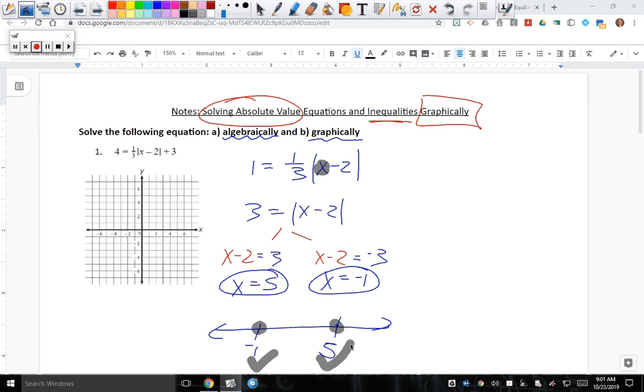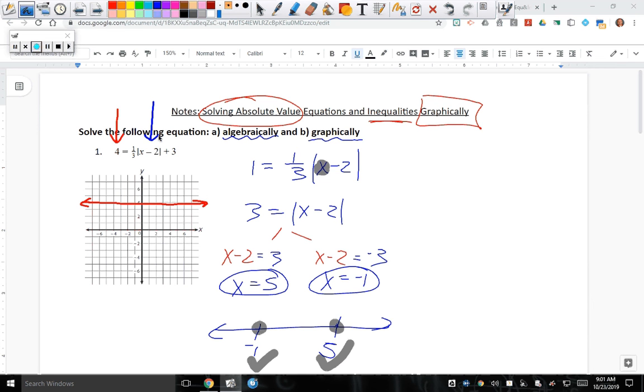Okay. Graphically, it's a little bit different. So graphically, you can do it like this. On the left side, I have y equals 4, which is just a horizontal line at y is equal to 4. On the right side, I have a totally different function. It's the absolute value. So from the absolute value, it's been shifted 2 to the right, it's been compressed, and it's been shifted 3 up.